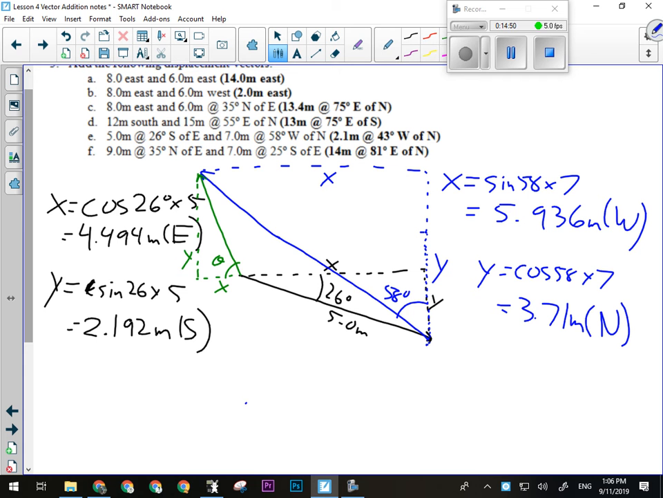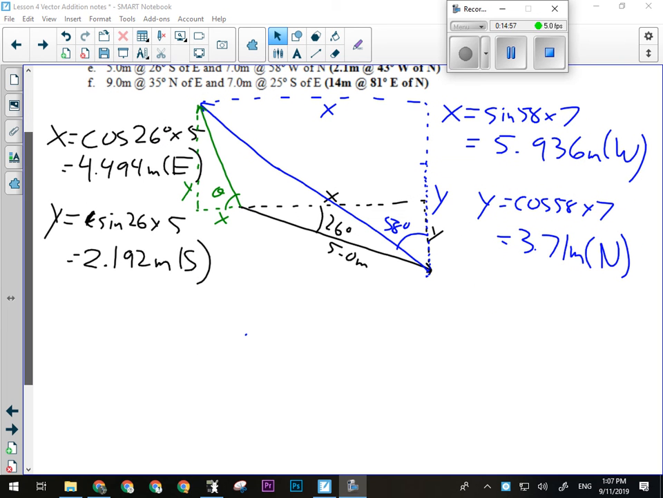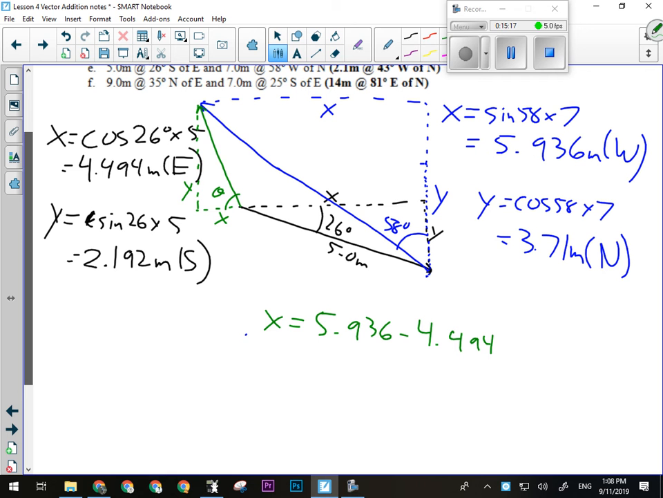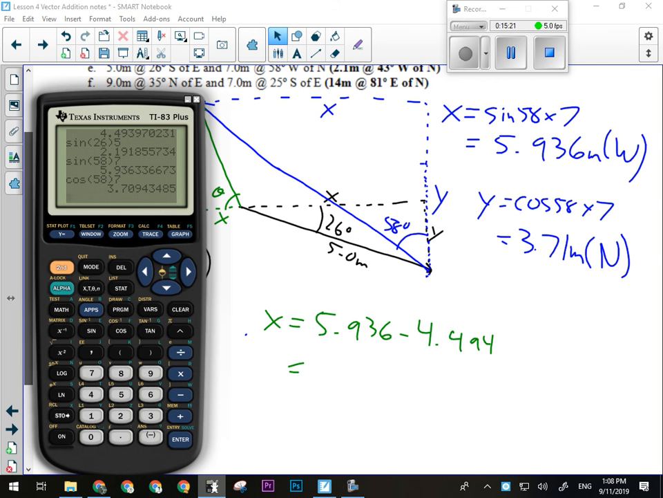Okay, I'll give you a few more minutes to get further ahead of me again, and then I'll walk through the last few steps here. All right, so the last few steps: we need to calculate what green y and green x are. For green x, I'm going to take the amount west, which is 5.936, and subtract the amount east, which was 4.494. That will give me how much west I end up of where I started, which is not very much.